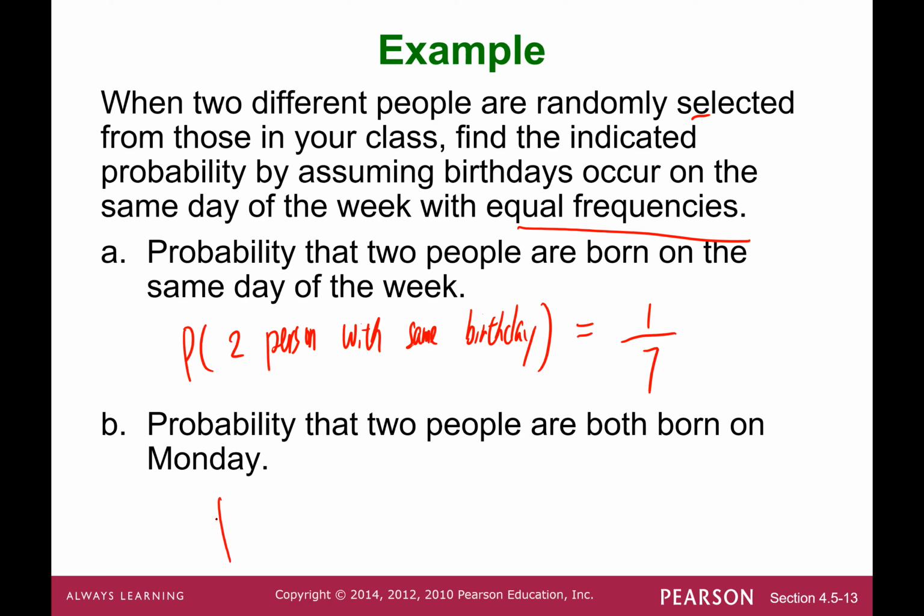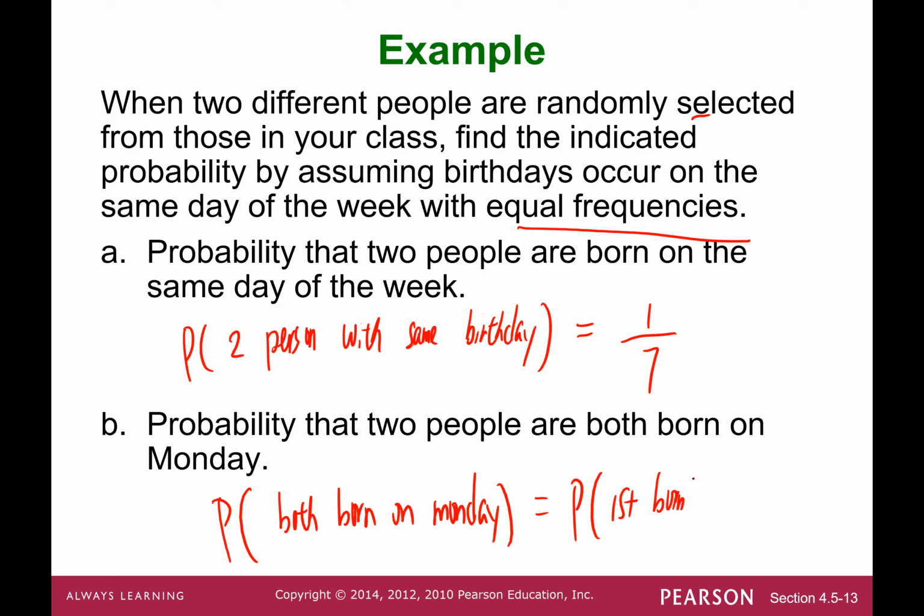So 1 over 7. Second one, the probability that two people are both born on Monday. Then you look at the first person born on Monday, assuming they are independent, they are not brothers or sisters, not related to each other. Second person born on Monday. So there are 2 independent events. The first person born on Monday, 7 days per week, Monday is 1 over 7. Second person born on Monday, again it's 1 out of 7. You multiply across and get 1 over 49. So the probability that they both are born on Monday is 1 over 49. Do you have any questions on this? All right.